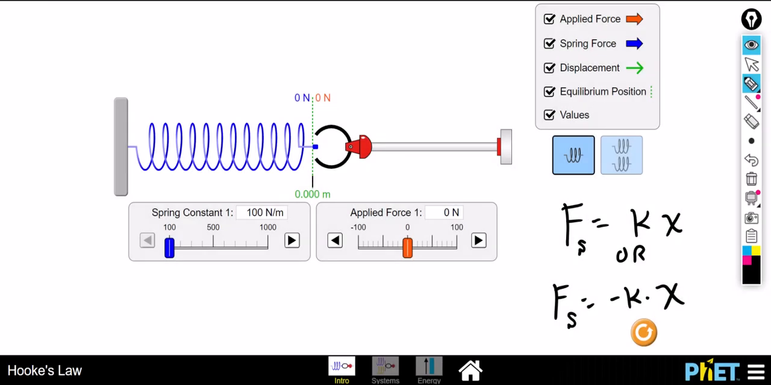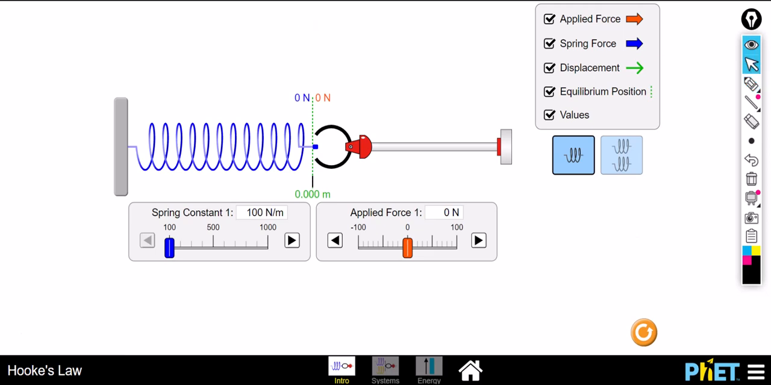So let's consider a simulation of something called Hooke's law. And Hooke's law is this idea that the Fs, the force of the spring, is equal to kx, where k is a spring constant, or it might be negative, and you'll understand better here in a moment why this is the case. We have a lot of things going on here, including an equilibrium point, this green dotted line right here, and you're going to see a couple of things happening.